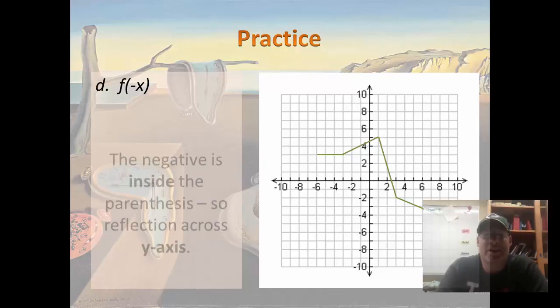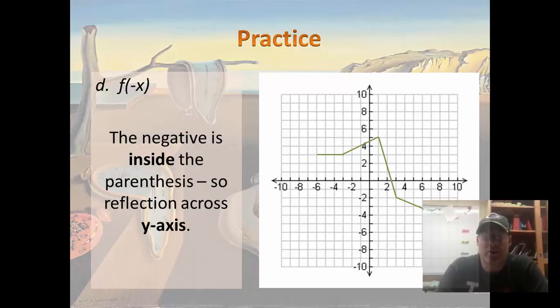Okay, if it's inside the parentheses, that means it's reflected across the y-axis. So what you're going to do essentially is take that entire graph and just pivot it around the y-axis, like this. Okay. Hopefully that's some good practice for you guys and you know exactly how to do these problems now.